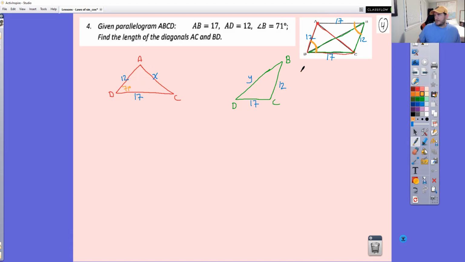What about over here, though? Angle B is being chopped into two parts, like an alpha and a beta. And I don't really know how to break that down. I mean, I do, but I don't want to. It would take a lot of effort. So I'm not doing it.